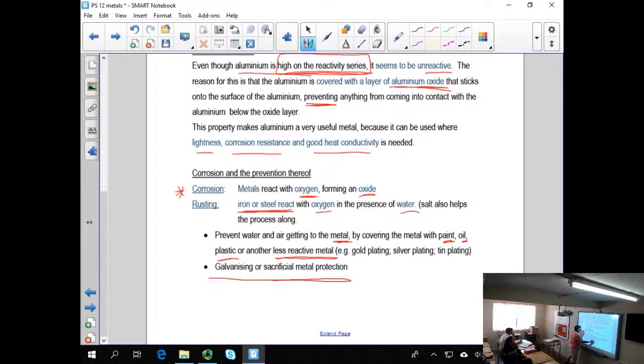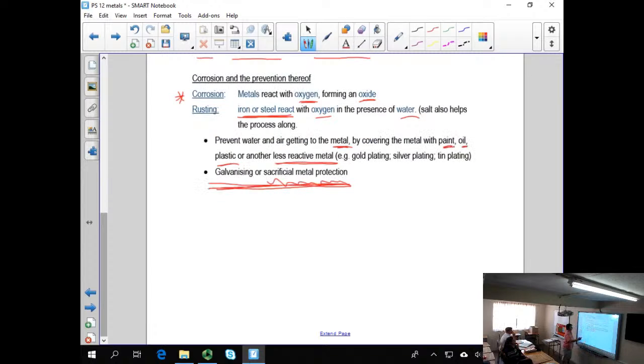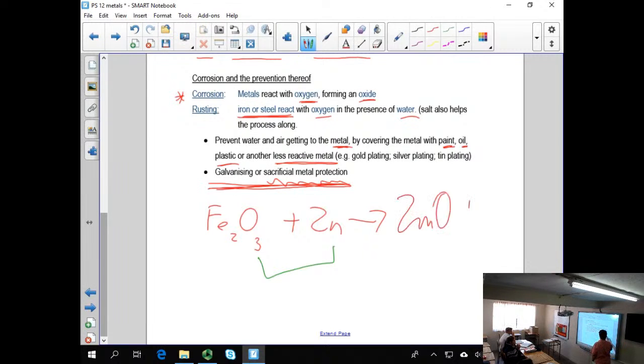The other method of preventing corrosion or rusting is by galvanizing the metal, and it's referred to also as sacrificial metal protection. For example, I have got iron. If it rusts, I have iron oxide. If I have some zinc in contact with it, the zinc and the iron fight over the oxygen. Zinc is more reactive, so it wins the fight, and it will form zinc oxide plus iron. So the iron can't rust, because the moment it rusts, the zinc displaces it, and we are left with iron.